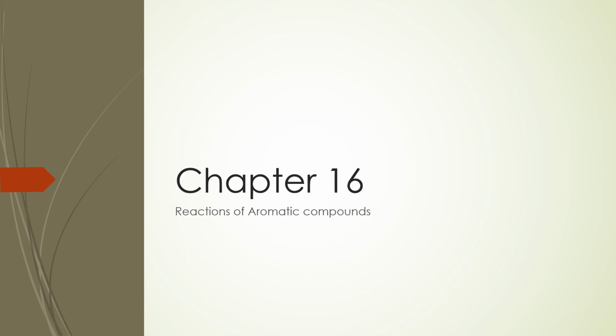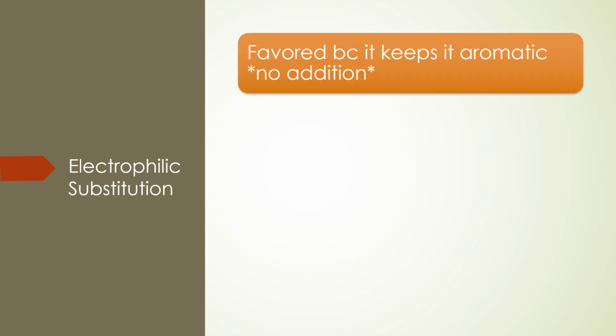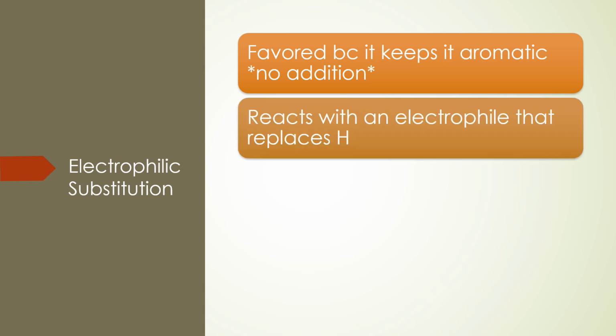This will be a complete review of everything covered in Dr. Maru's Chapter 16 on the reactions of aromatic compounds. The first reaction type we'll look at is electrophilic substitution. This reaction is favored because it keeps the aromaticity of the ring. Keep in mind that benzene doesn't do addition reactions like other unsaturated hydrocarbons because it breaks up the ring.